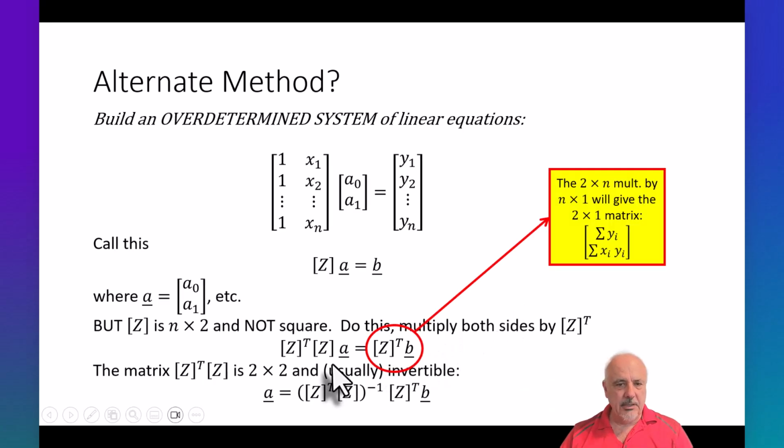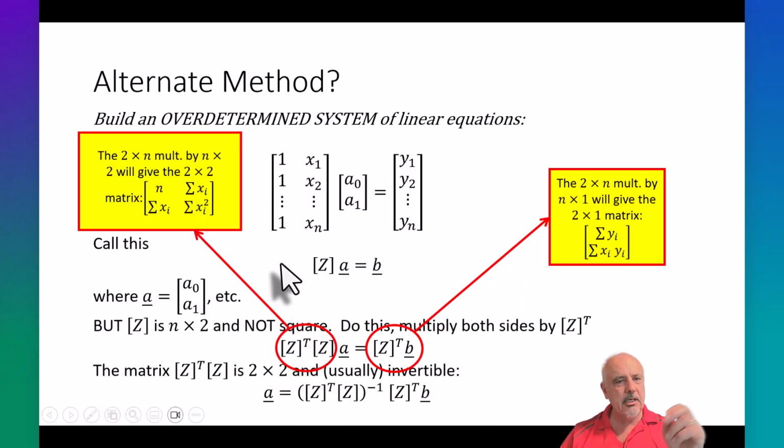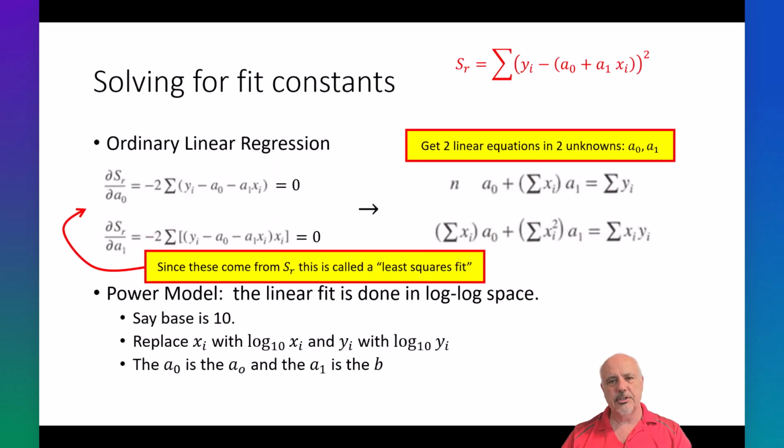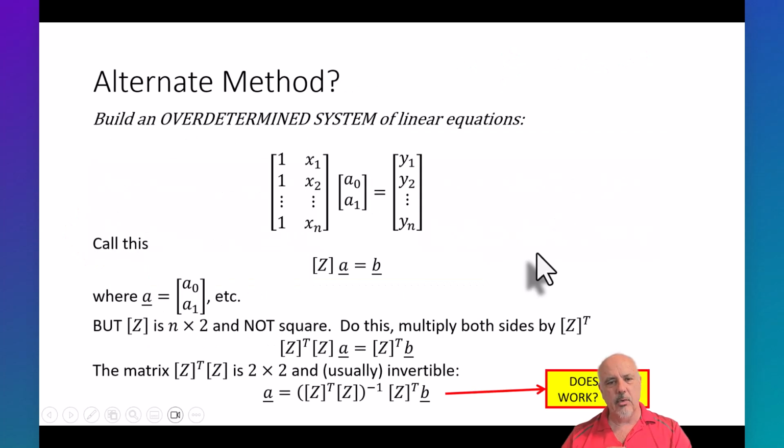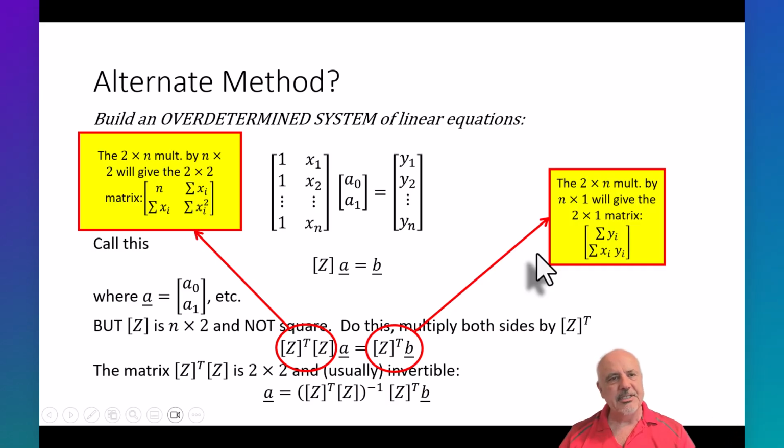And then the left-hand side, the Z transpose Z, is going to give you the 2 by 2 matrix that has n, a summation of x sub i along the anti-diagonal, and a summation of x sub i squared in the bottom right element of the 2 by 2. If you go back and look at what the original system looks like, we're talking about this n, the summation of x sub i, and the summation of x sub i squared. So that's why it works. It's a very easy way to implement the linear least squares fit to give you that linear regression.